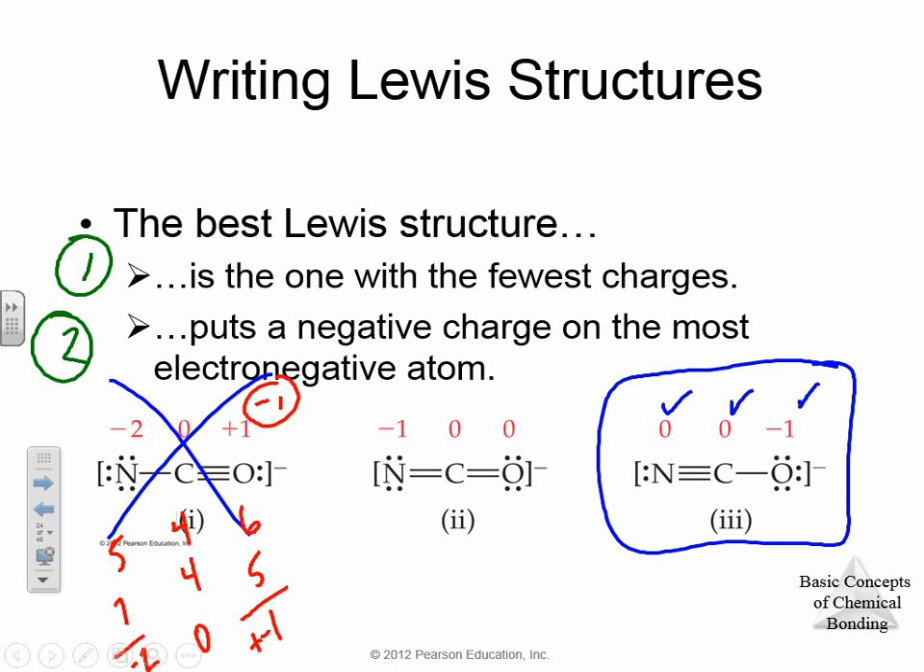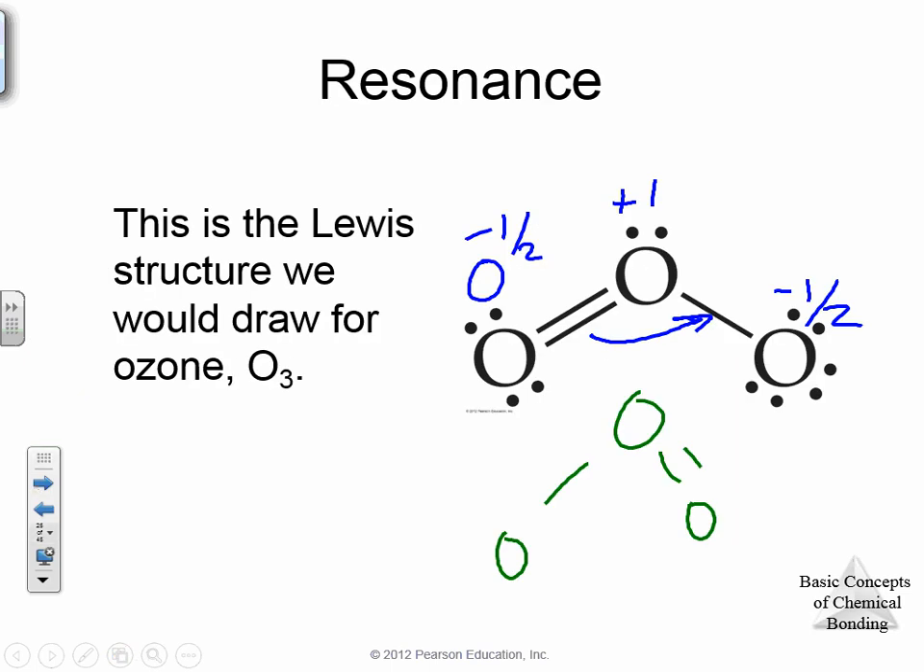Let's go to the next step. We put a negative charge on the most electronegative atom. Well, oxygen is more electronegative than nitrogen, which makes Roman numeral 3 slightly better than Roman numeral 2. All of these are good Lewis dot structures, but we want to focus on having the best Lewis dot structure, and the best Lewis dot structure is Roman numeral 3.